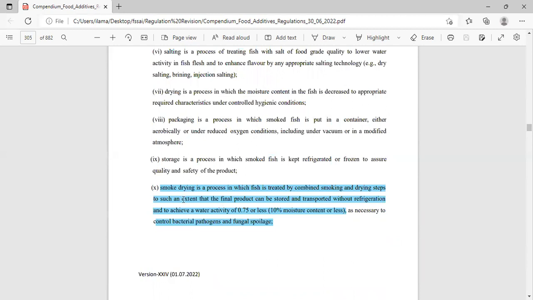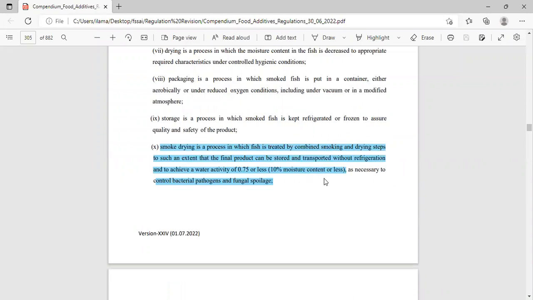Next one, smoke drying is a process in which fish is subjected to both smoking and drying in a stepwise manner. After that, the final product can be stored or transported without refrigeration, and its water activity is 0.75. And it is necessary to control the bacterial pathogens and then fungal spoilage.